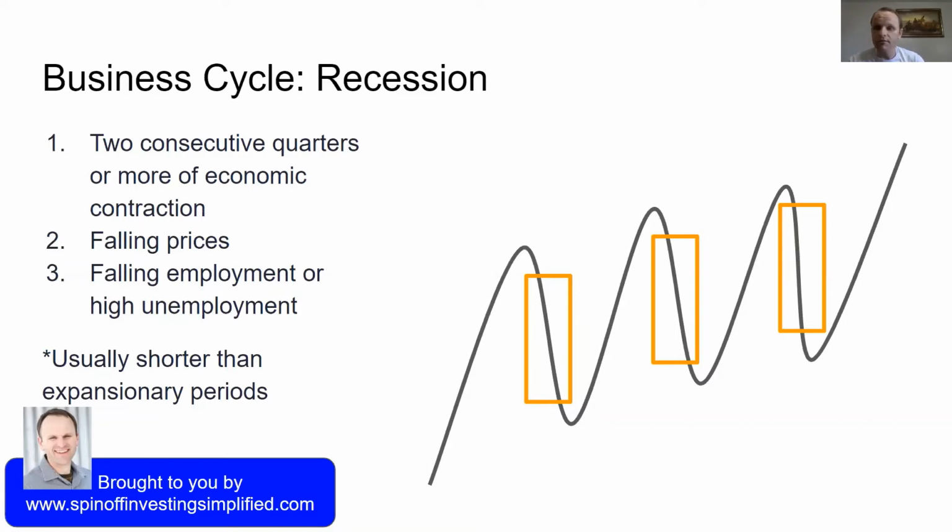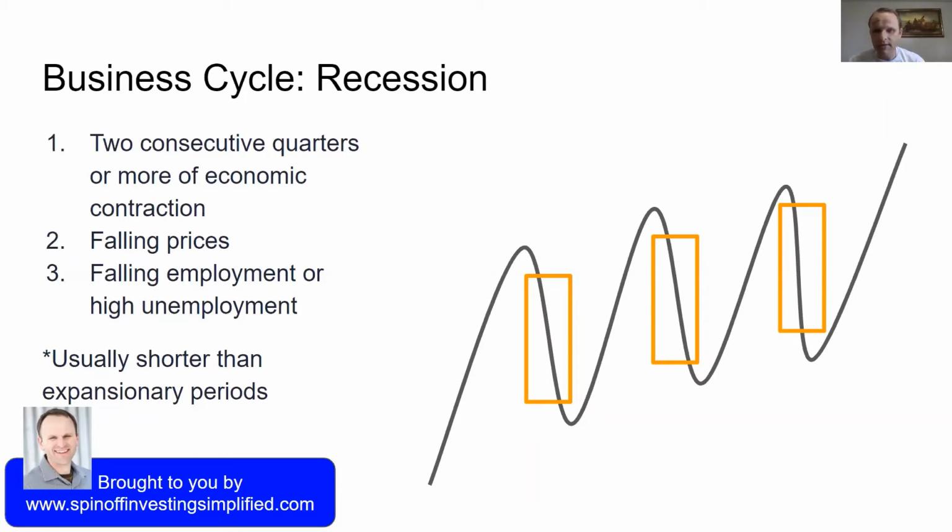That'll also correspond with falling prices, and we've already seen some falling prices in the stock market as well. And then you also have those two consecutive quarters of economic contraction, which we haven't quite gotten to. I'm filming this in April of 2020, and I'm sure that'll be a couple months out before we get to that point. Typically, your recessionary periods are shorter than the expansionary periods.